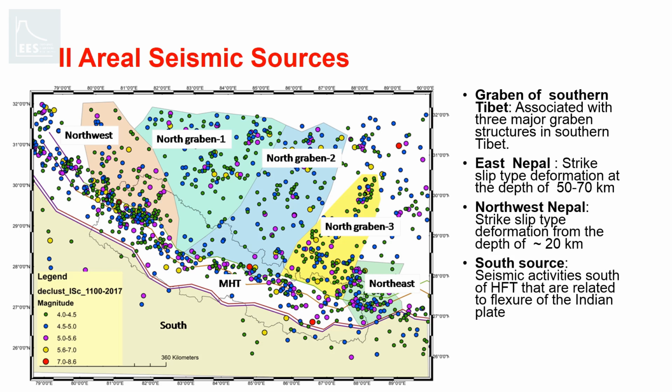The East Nepal has a strike slip deformation at depth 50 to 70 kilometers, while the northwest has depth of approximately 20 kilometers, and it also has a strike slip deformation type. I have to mention that in the earlier versions of PSHA that have been conducted in Nepal, there was no rationale behind the basis of source classification. The MHT was considered as the main source, but it was segmented into smaller sources. Here, a basis is provided for the source identification.